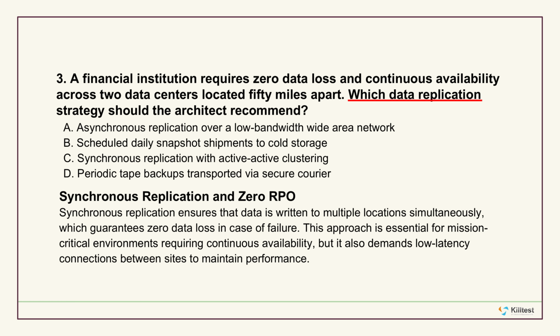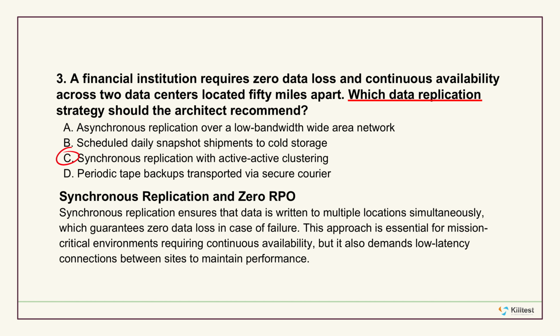Okay. Option A, asynchronous replication over a low bandwidth wide area network. Option B, schedule daily snapshot shipments to cold storage. Option C, synchronous replication with active clustering. Or option D, periodic tape backups transported via secure courier. Well, the only architecture here that actually guarantees zero data loss is C, synchronous replication with active cluster. Because the others just have too much of a delay? Right. If we look at asynchronous replication, daily snapshots, or tape backups, they all introduce a time delay, an RPO gap, like we talked about.